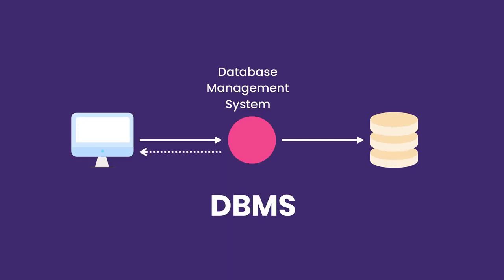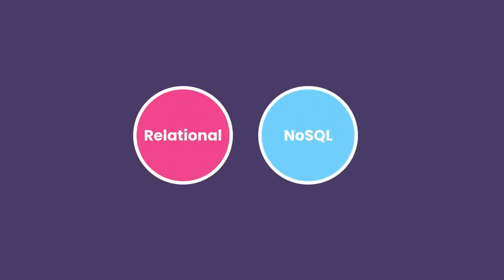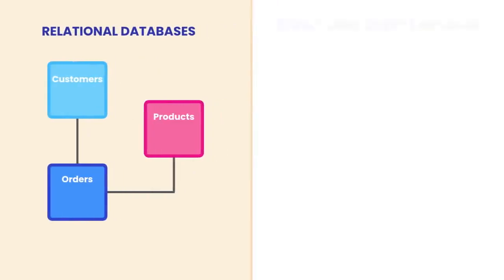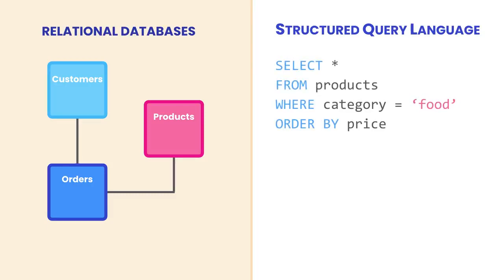Now, we have several database management systems out there, and these are classified into 2 categories: relational and non-relational, also called NoSQL. In relational databases, we store data in tables that are linked to each other using relationships. That's why we call these databases relational databases. Each table stores data about a specific type of object, like customer, product, order, and so on. SQL or SQL is the language that we use to work with these relational database management systems. It looks like this. We use SQL to query or modify our data.